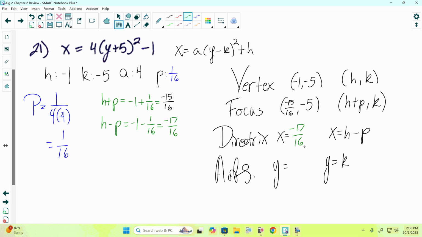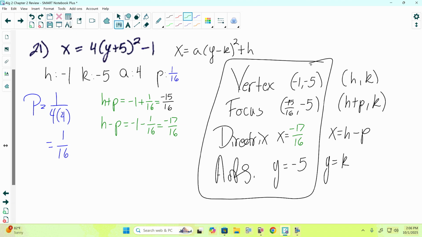Last thing, axis of symmetry, X equals K, so K is -5. Questions on these here?